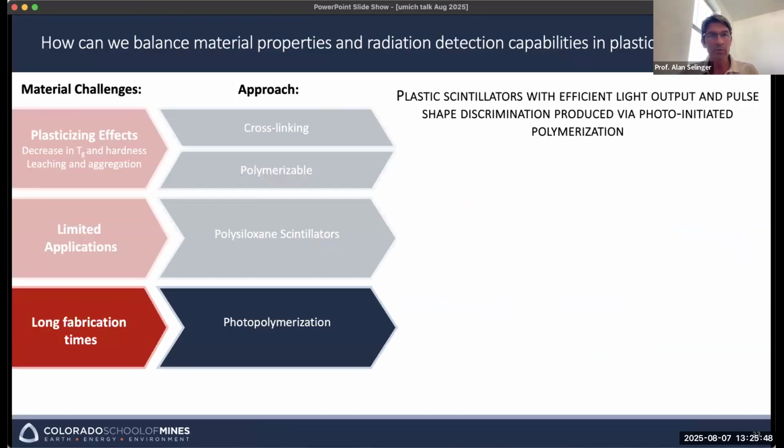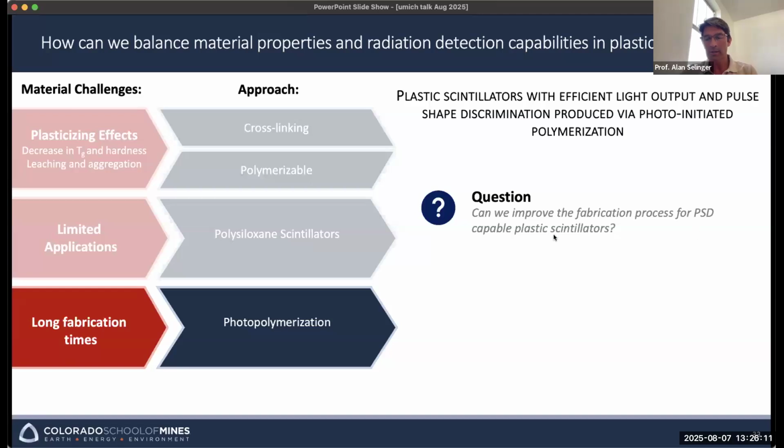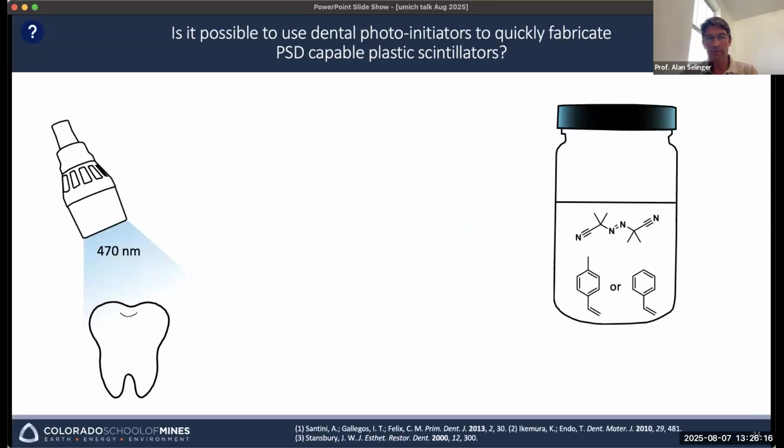So I will move on to the next project, which we worked on, was to see if we can make that long fabrication time of 5 days shorter. And so the first way we did this is by trying to do a photopolymerization process rather than a thermal polymerization. So can we make good scintillators in less time? And so let's see if this worked.